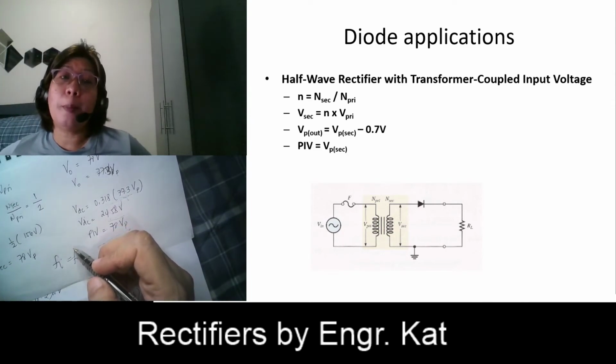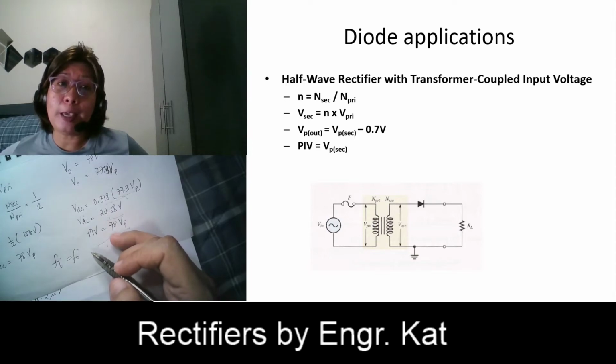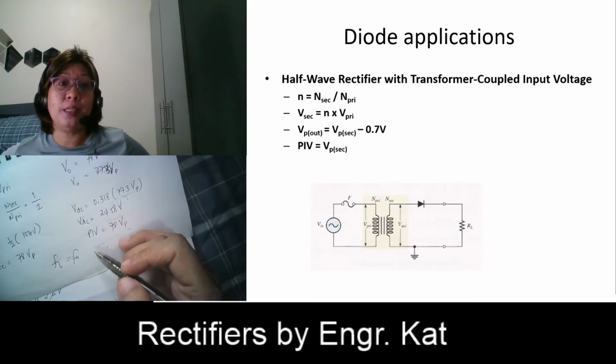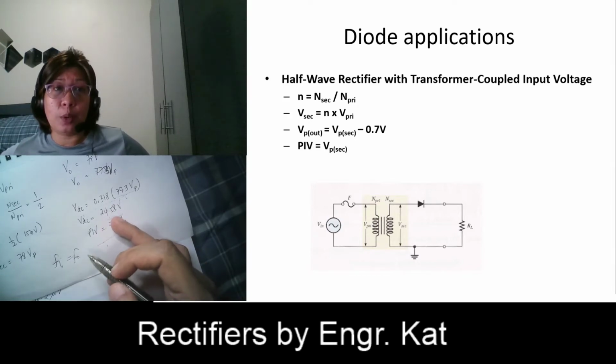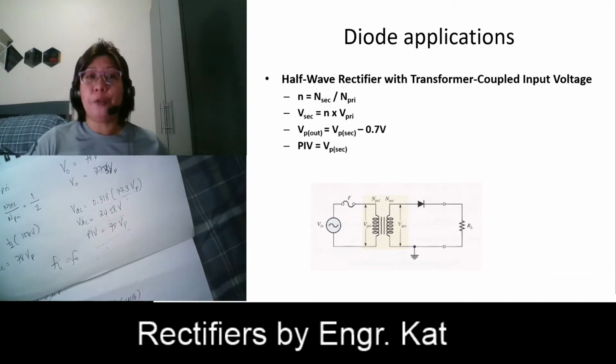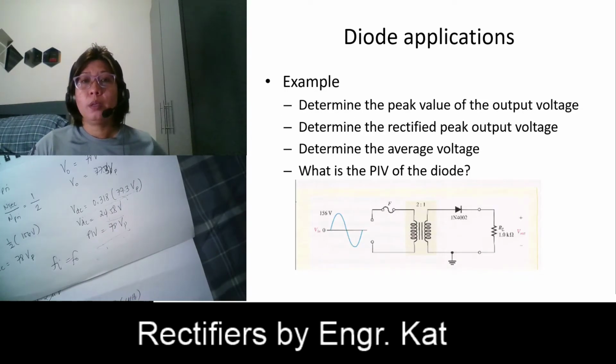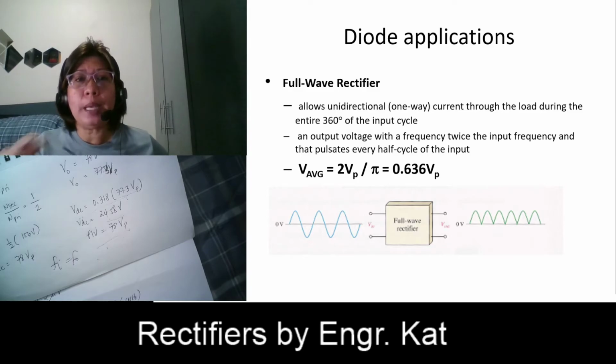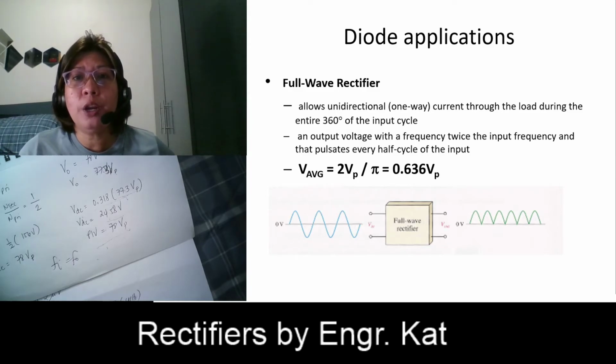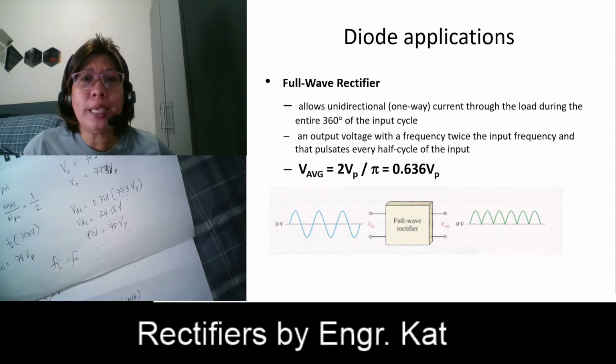So if the frequency is 60 hertz at the input, then at the output your frequency is also 60 hertz. So they are just equal. Okay? However, for a full wave rectifier, we have here an output voltage with a frequency twice the input.